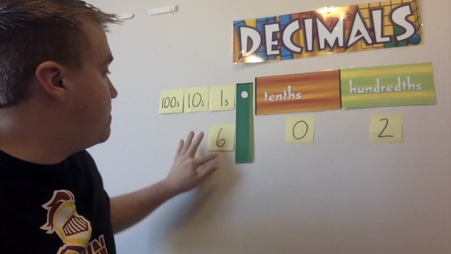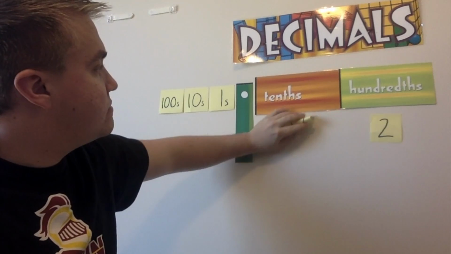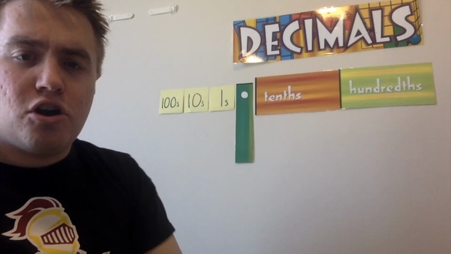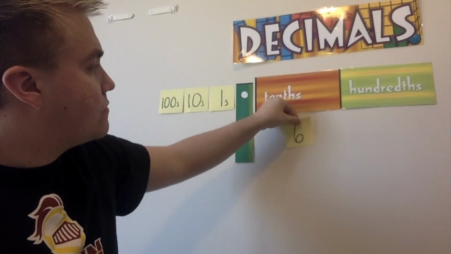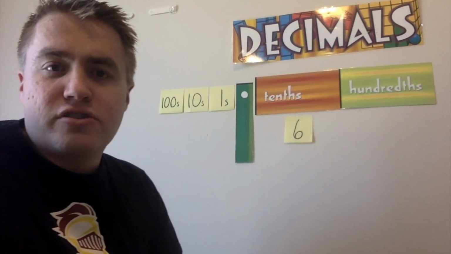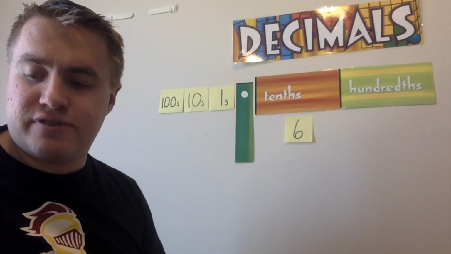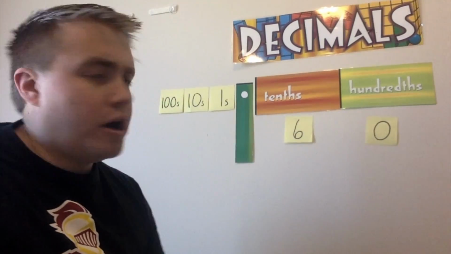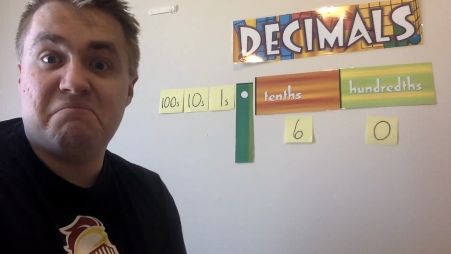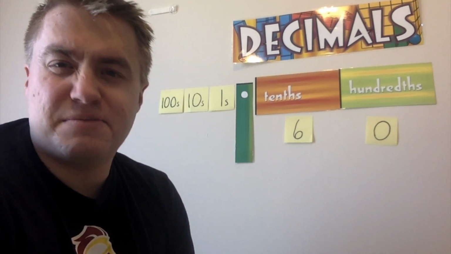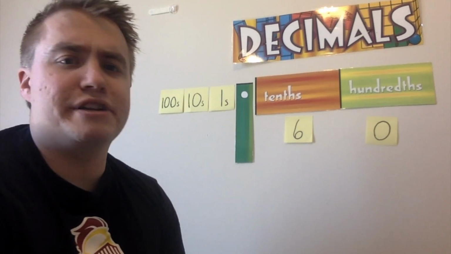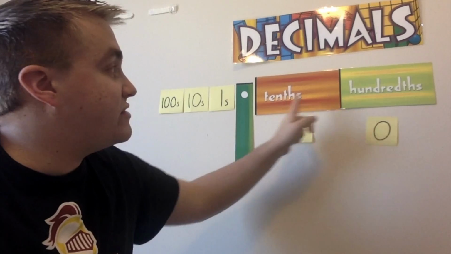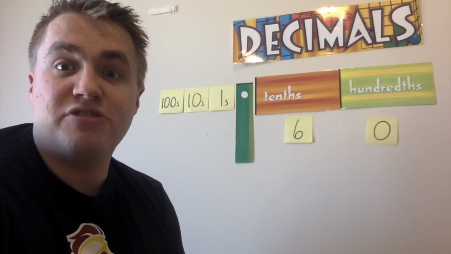Okay? Now that I have my tenths and my hundredths up here, what if I just had my 6 underneath the tenths? I don't have anything underneath the hundredths. I'm going to still stick a 0 up there. Well, this is tricky because it could be read a couple different ways, but there is a better way to read it.